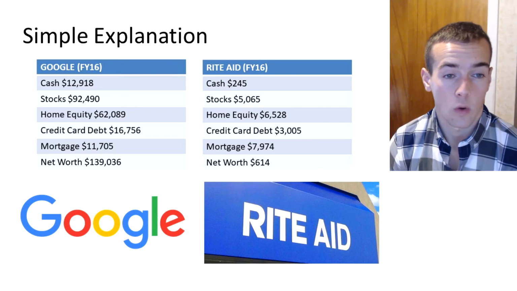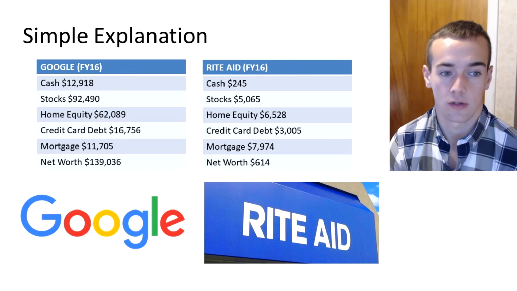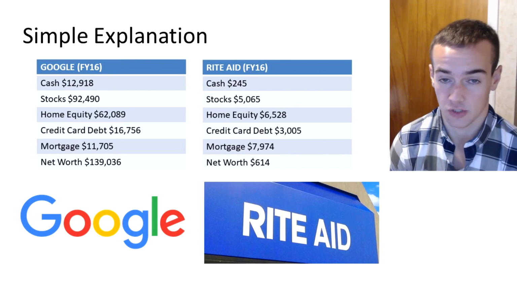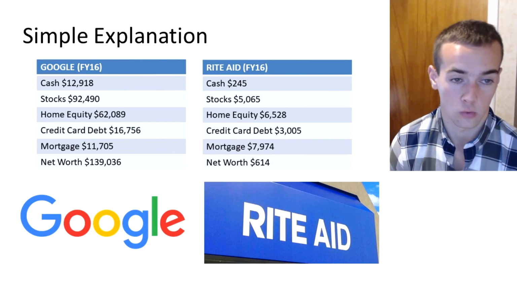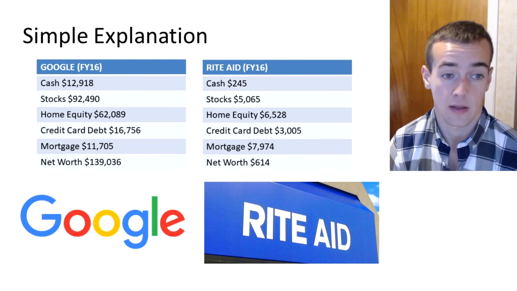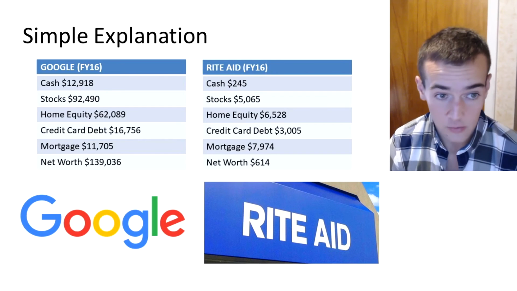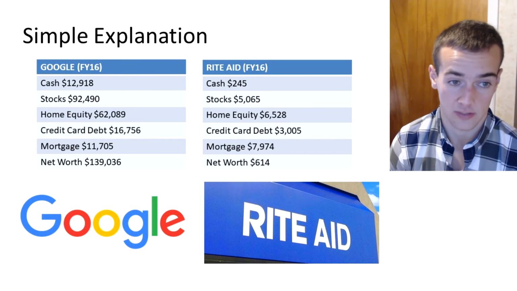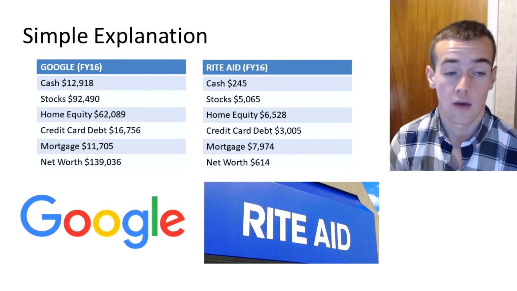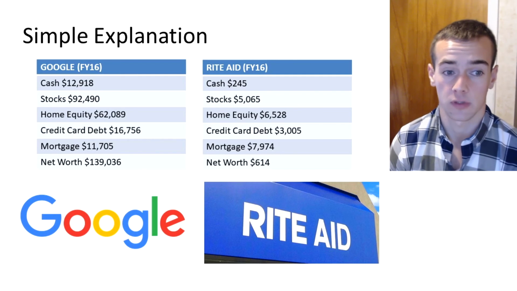Now I want to take what we just looked at and explain this more simply. Let's pretend that this was the balance sheet of your own house. Let's say, for example, Google is your balance sheet, and the balance sheet of Google is the balance sheet of your own household. You would have $12,918 sitting in cash. Your stocks would be your current assets. You have $92,490 in investments that are easily convertible into cash.